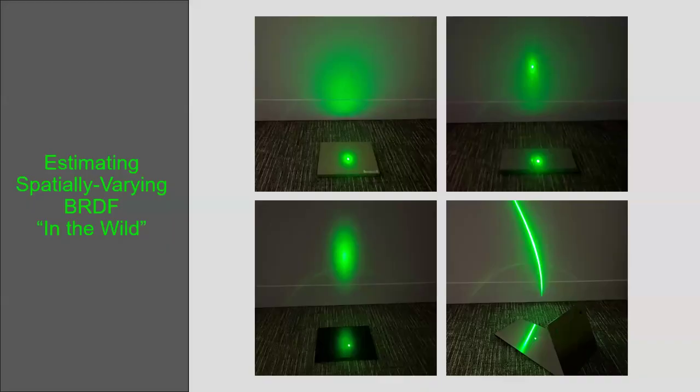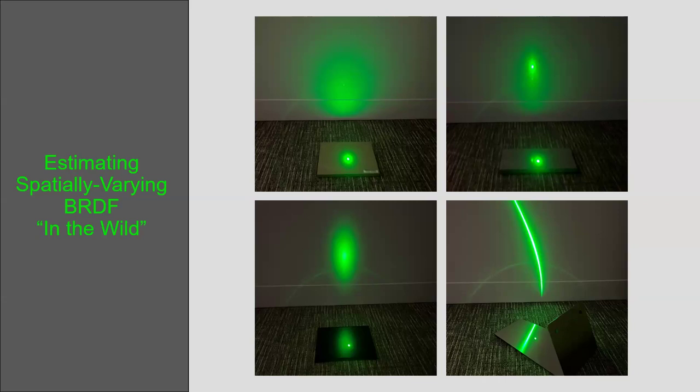All right, so method number three is estimating spatially varying BRDF in the wild. So far I've shown that the two bounce returns measured by a time of flight camera can be useful for estimating the geometry of visible surfaces, and that the shadows in those two bounce returns can be useful for estimating the geometry of hidden surfaces. In this section, I'll show that there's at least one more useful property of the scene that we can extract from two bounce returns, and that's the bidirectional reflectance distribution function, or BRDF, of surfaces.